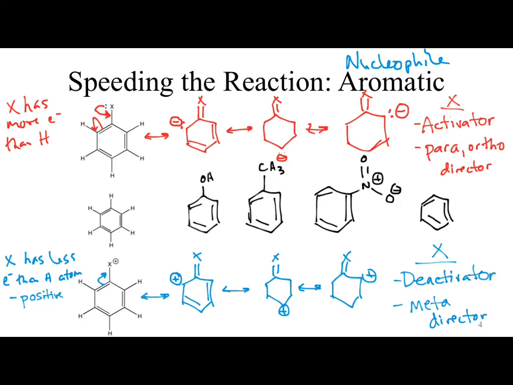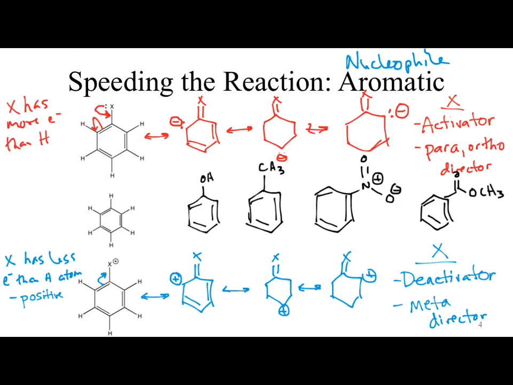How about the next one? What's the atom? Carbon. Does carbon have more electrons or less electrons than hydrogen? More, which means activator. Next one. What's atom X? Nitrogen. Does nitrogen have more electrons or less electrons than hydrogen? Less.